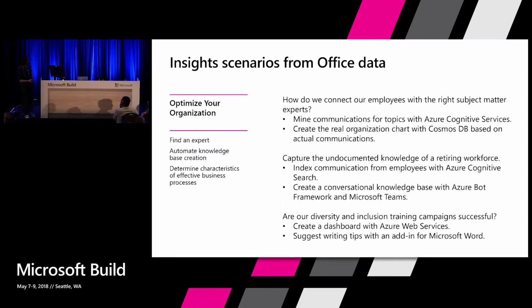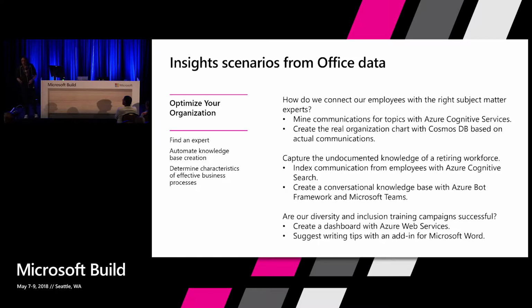Optimize your organization. There's lots of scenarios in this space. How do we connect employees with the right subject matter experts? We saw a little bit of this with Harmony, but also taking into account which users are experts on this topic. You can mine the conversations with topics with Azure Cognitive Services and use the topic extraction. You can create the real organization chart by creating a graph in Cosmos DB. So this is the org chart not that your HR system represents, but who is actually communicating with each other. Capture the undocumented knowledge of a retiring workforce.